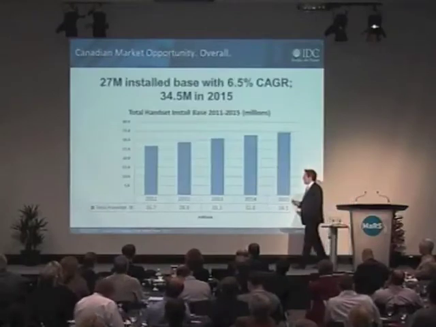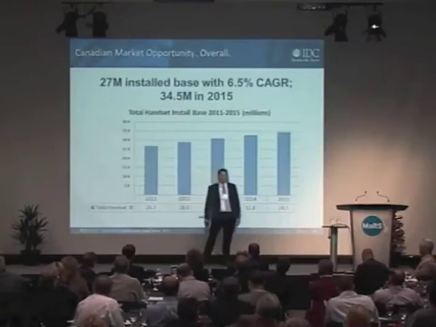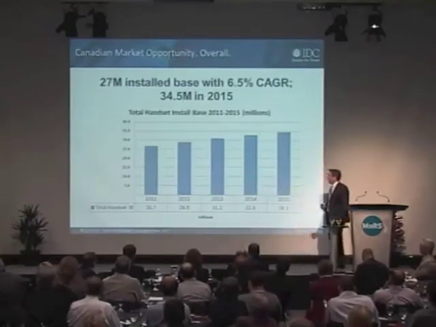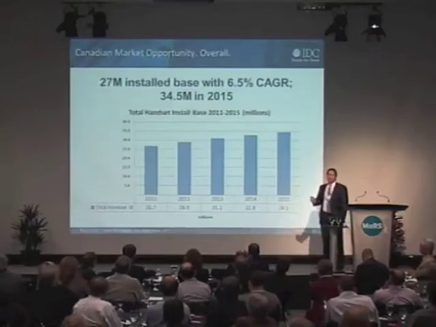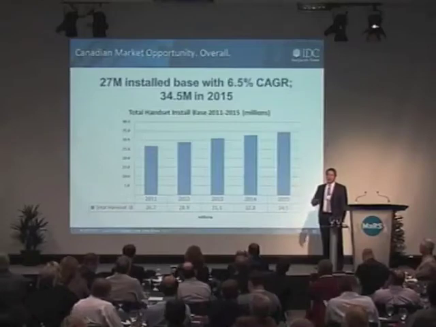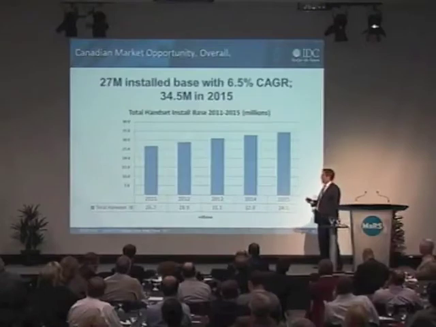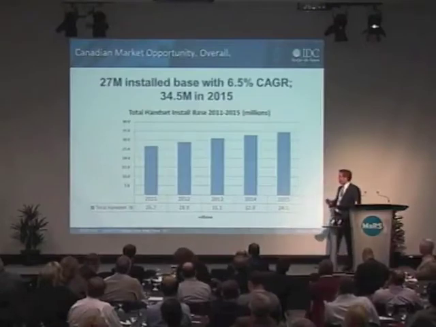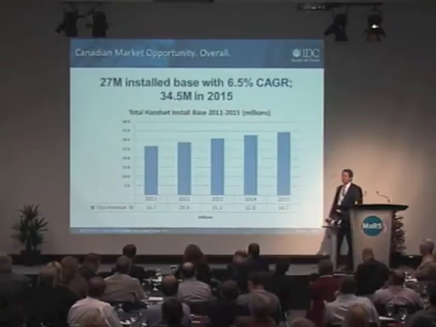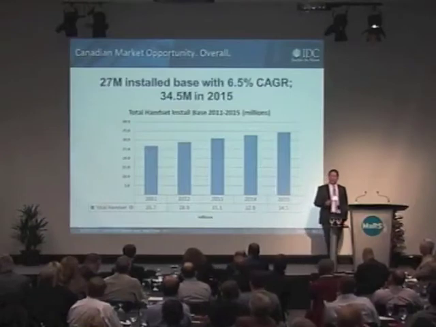So today, or at the end of 2011, we expect there to be about 26.7 million handsets, mobile phones in the marketplace today. We've seen tremendous growth, and this is total handsets, so a mix of smartphones, those with more advanced operating systems, as well as feature phones or more basic phones that are still in use in the marketplace. And that's going to grow to about 34 million in 2015. So this is the Canadian install base in millions. So that's the overall market opportunity.